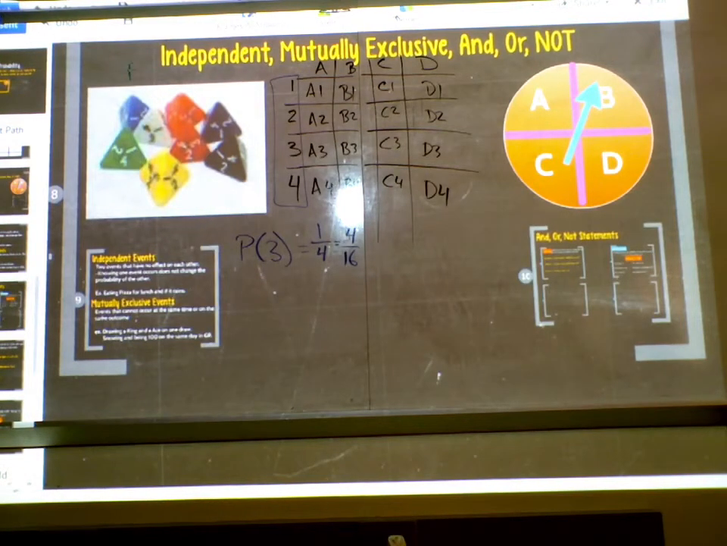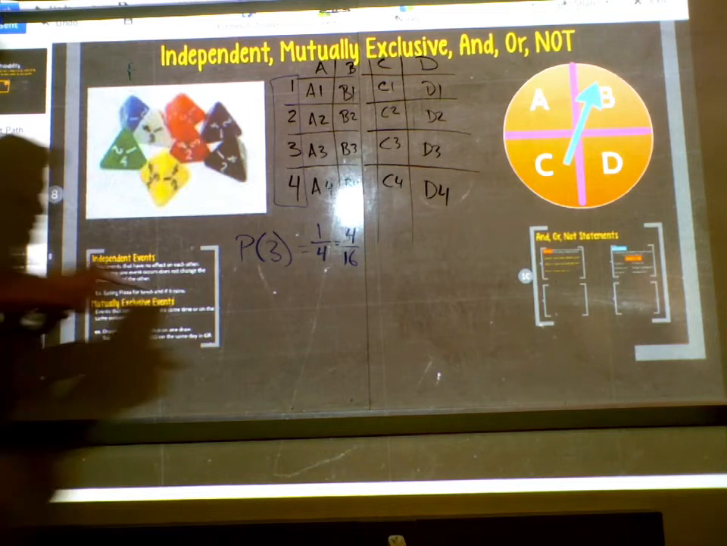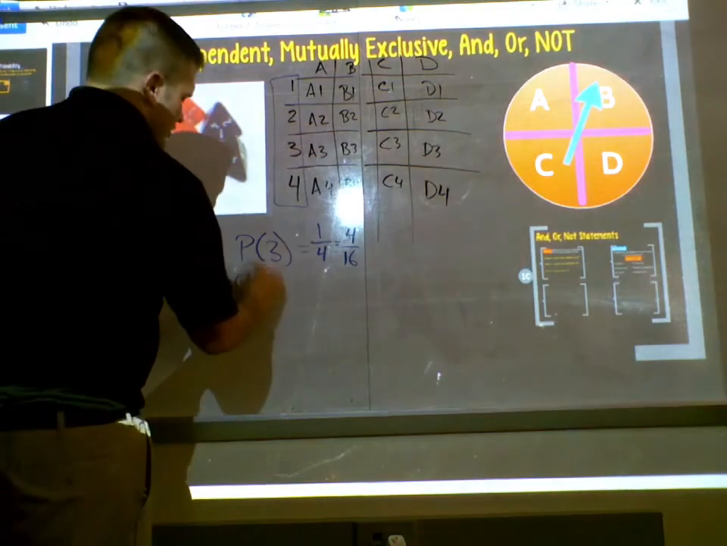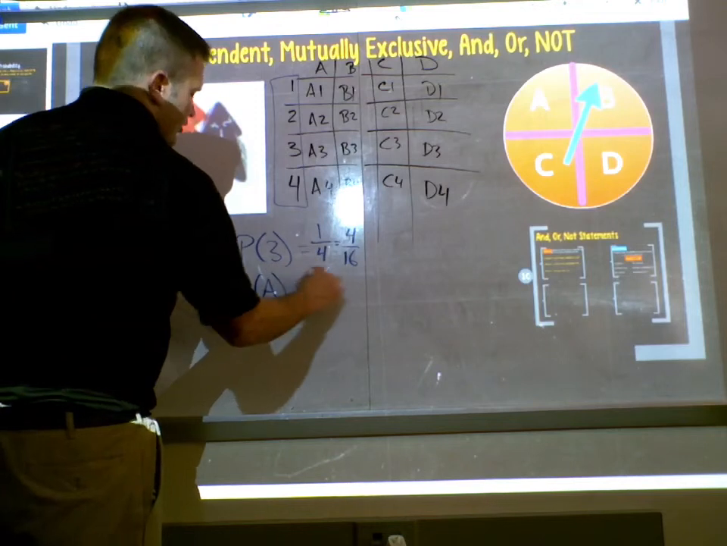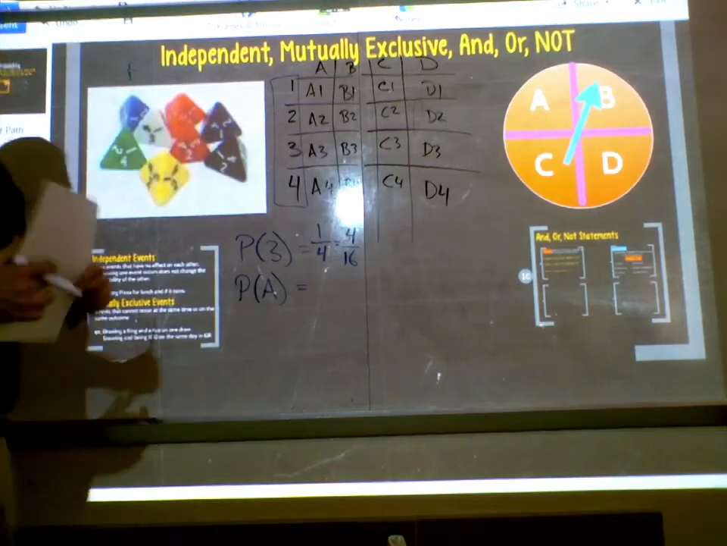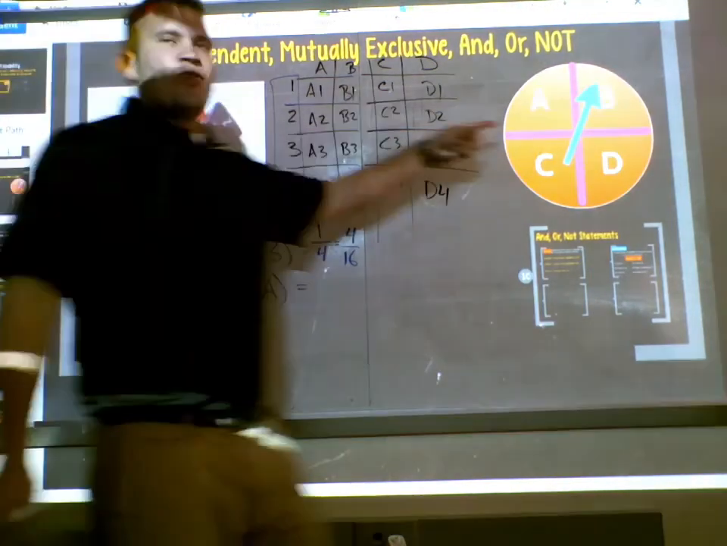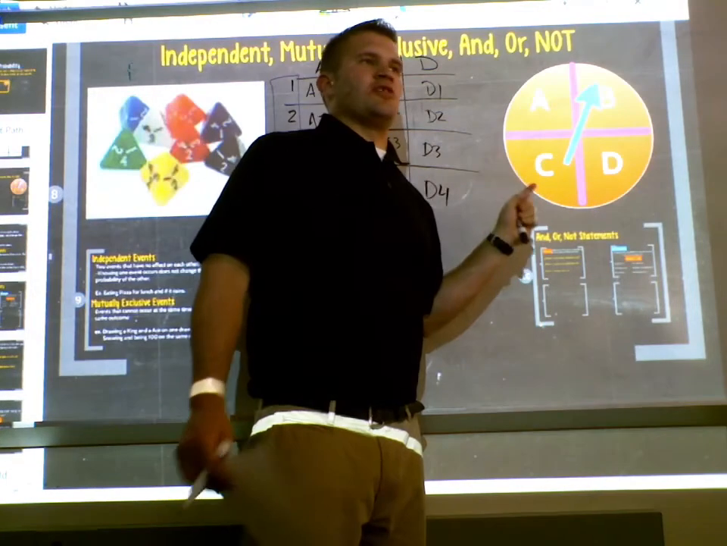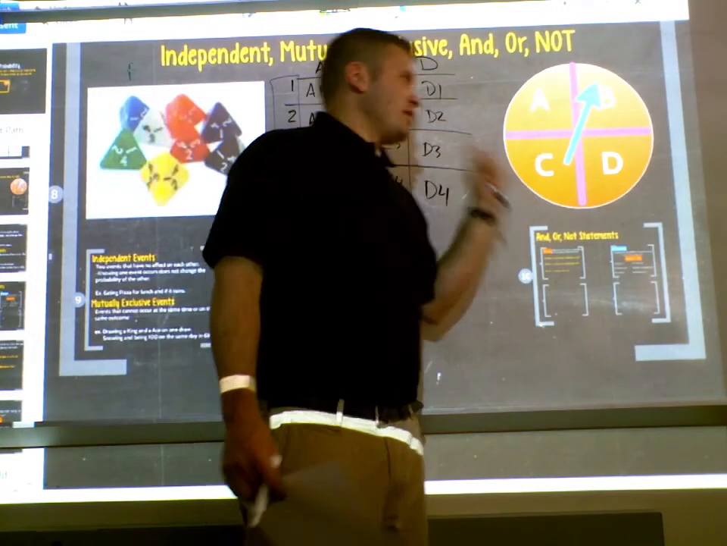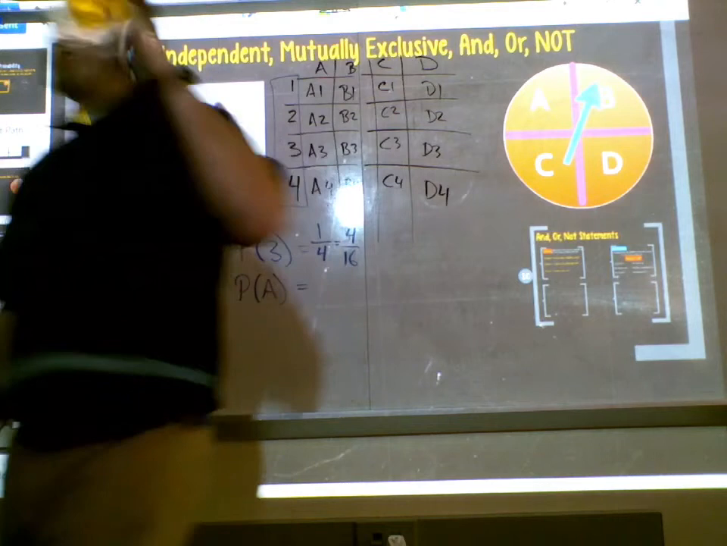Are we gonna get it marked wrong on the test if we don't reduce? On the test, yes, they will be marked wrong if you don't reduce. Next one. Probability of spinning an A. Same thing. In my 4-section spinner, how many A's are there? 1. So the probability of spinning an A is 1 out of 4.